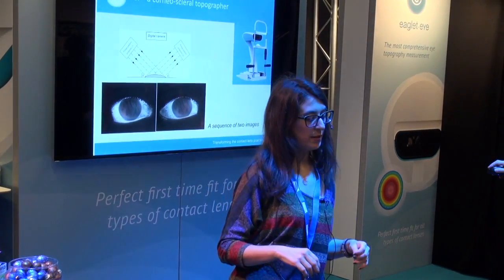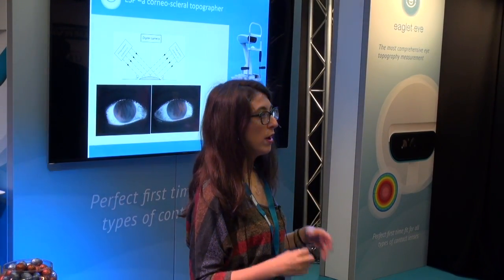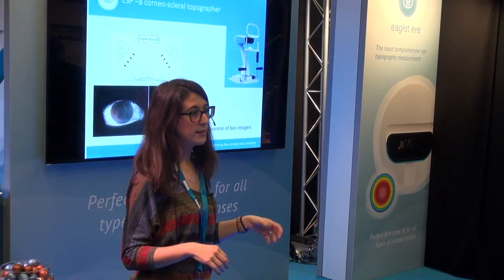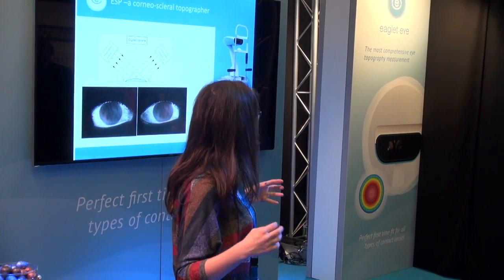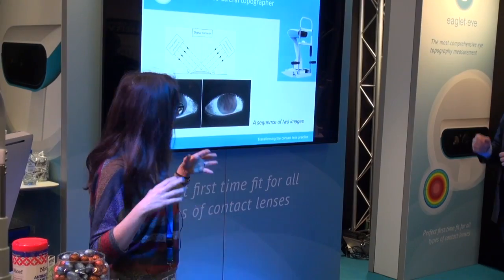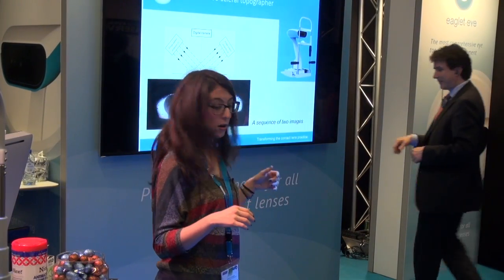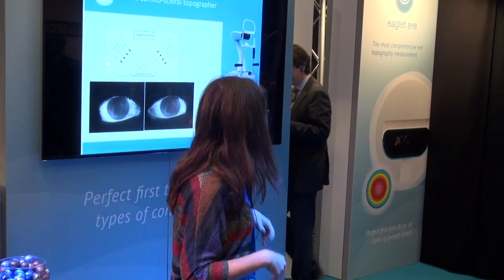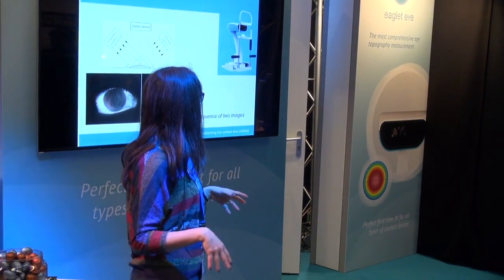The first thing that I would like to tell you, and that's very important that you have in mind, is that the ESP is a profilometer that is able to pick a really big area, a really big range all over the eye, much farther away from the limbus.